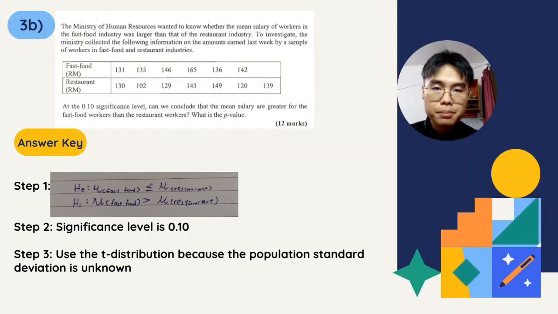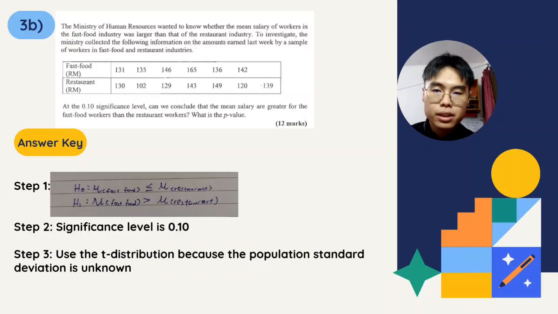The question wants us to conclude whether the mean salary is greater for the fast food worker than the restaurant worker, given the information and the significance level 0.1, and calculate the p-value. To answer this question, we have to use the 5 steps of hypothesis testing. First, step 1, set the null hypothesis and the alternate hypothesis. The null hypothesis is H0, and we can write H0: mu of fast food less than or equal to mu of restaurant. And the alternate hypothesis, which is H1, we can write as H1: mu of fast food more than mu of restaurant. Then step 2, find the significance level. The significance level of this question is 0.1.